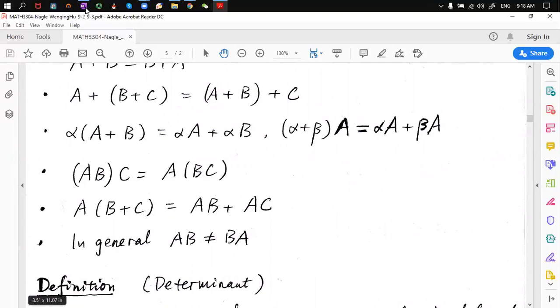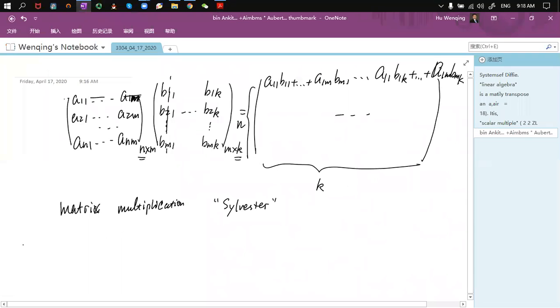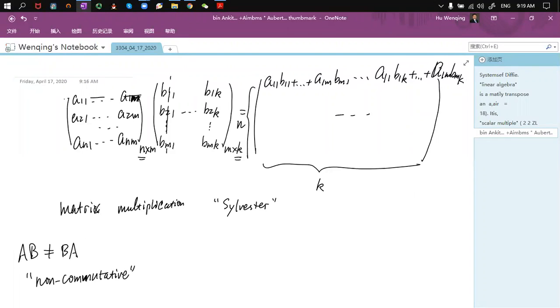However, the very important thing for matrix multiplication is that A multiplied by B may not be equal to B multiplied by A. That's what we call non-commutativity. So the matrix multiplication is not commutative. You multiply two matrices, and it may not be equal to the multiplication after you switch them. So that's what we call non-commutative.